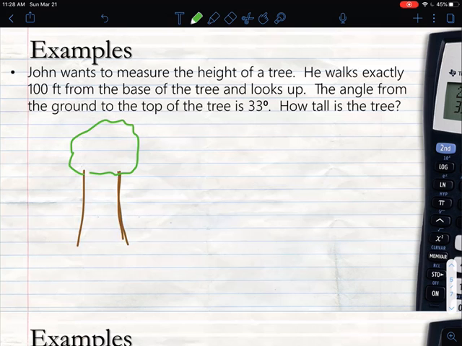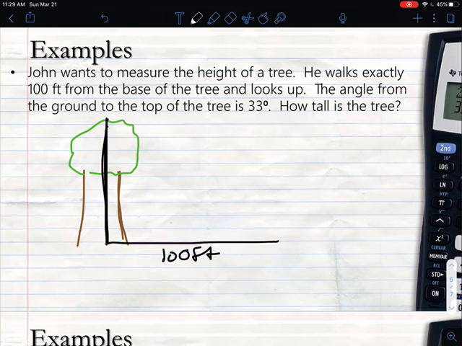Okay, so I've got this tree. I want to try to find the height of it. Okay, so I want to try to find the height of this tree from top to bottom. And so what they said is John walks 100 feet from the tree. So we're walking 100 feet from the base of the tree. He then looks up at the top of the tree. So as we can look here, we see this right triangle that we create. We've got the height, which is what we're trying to find. We've got the distance along the ground, which is the 100.